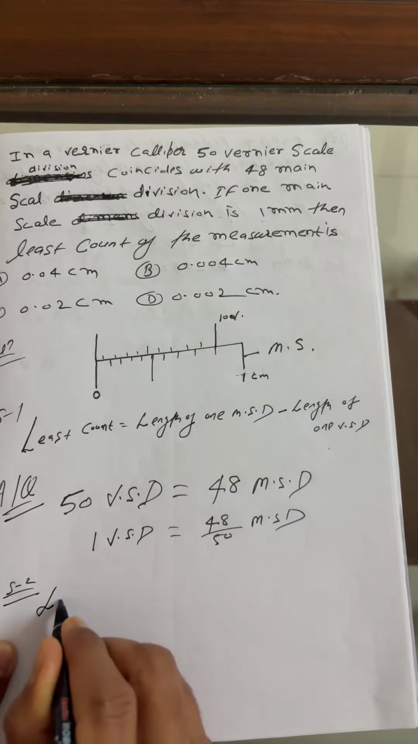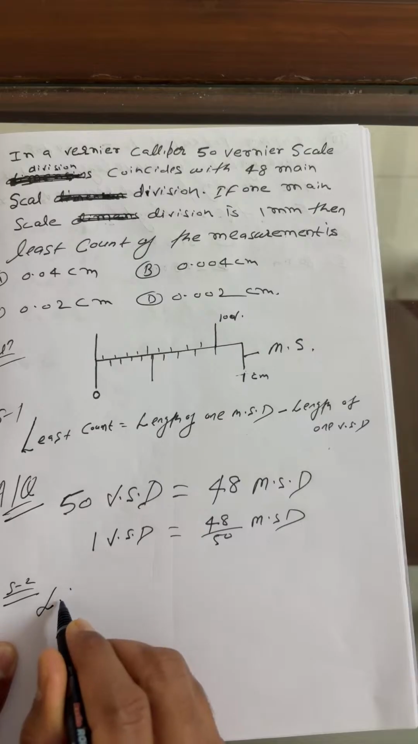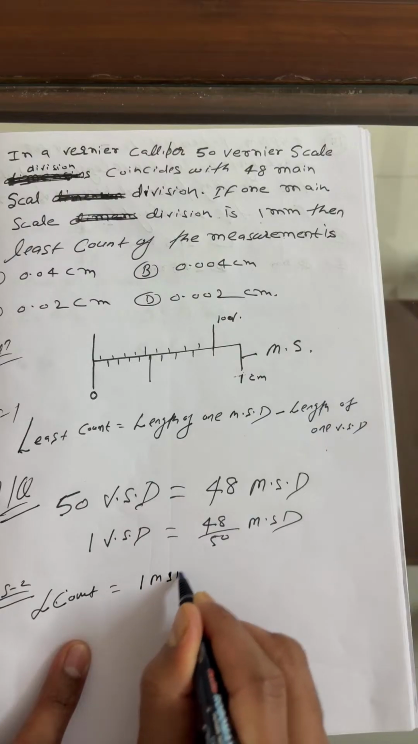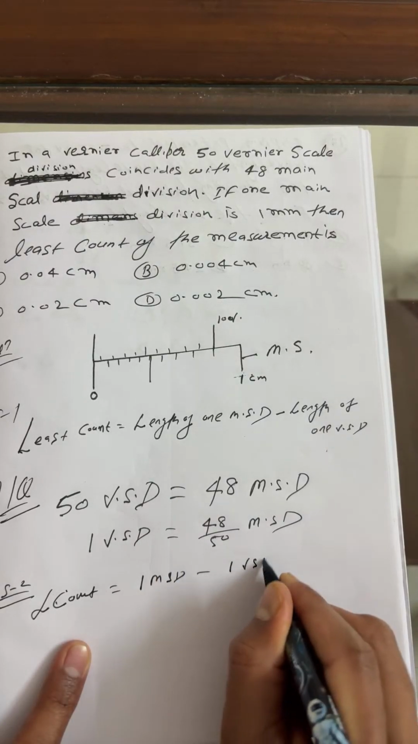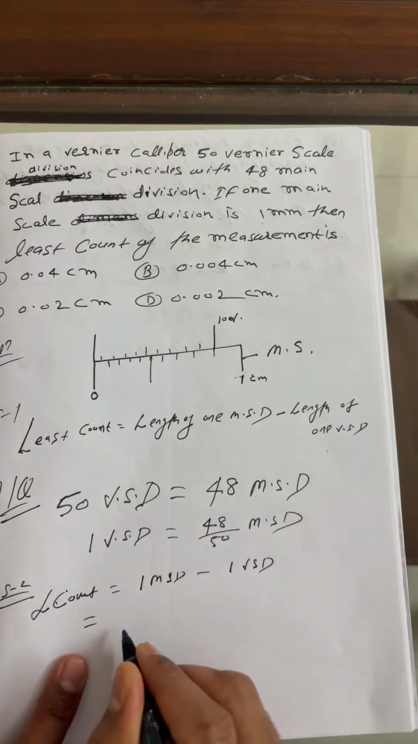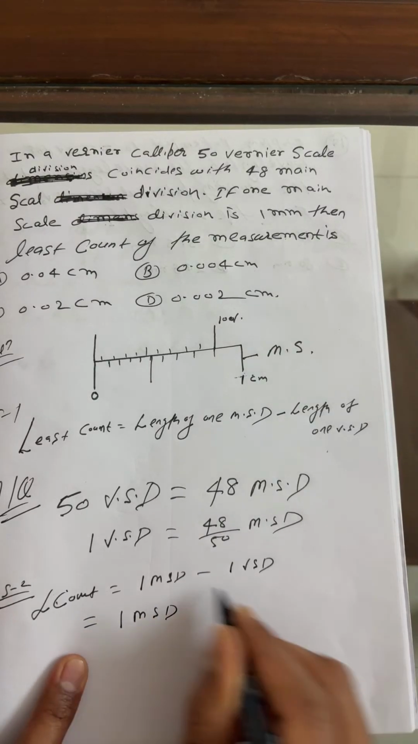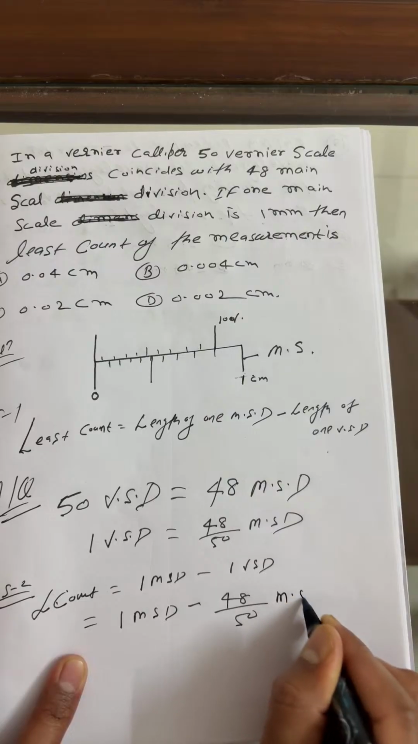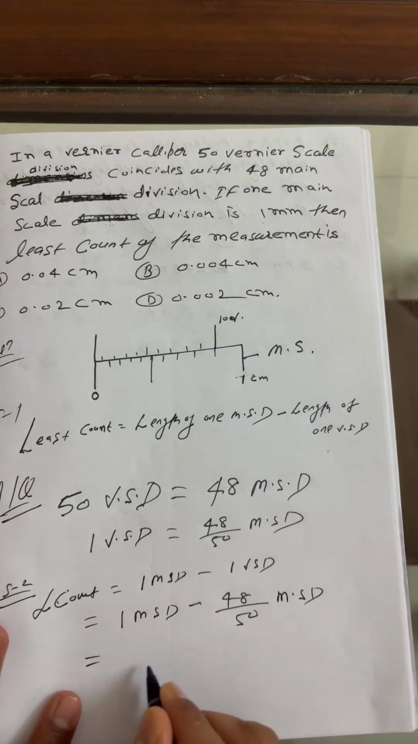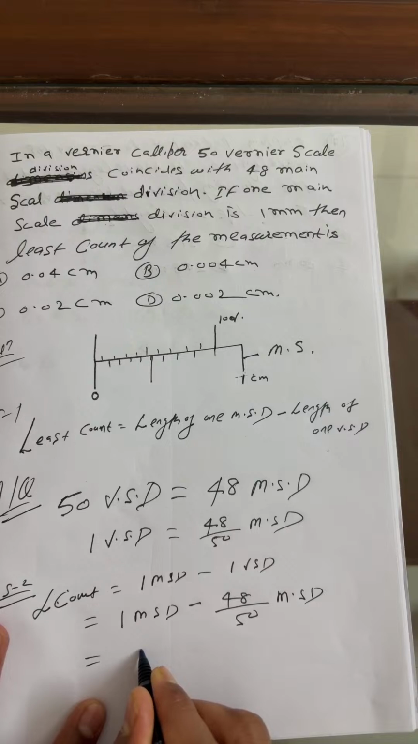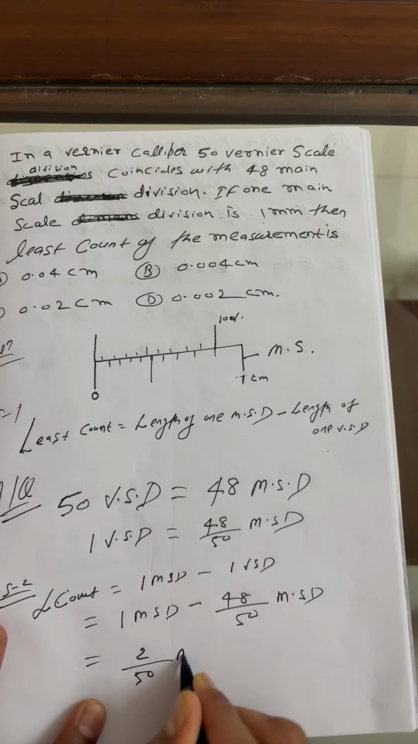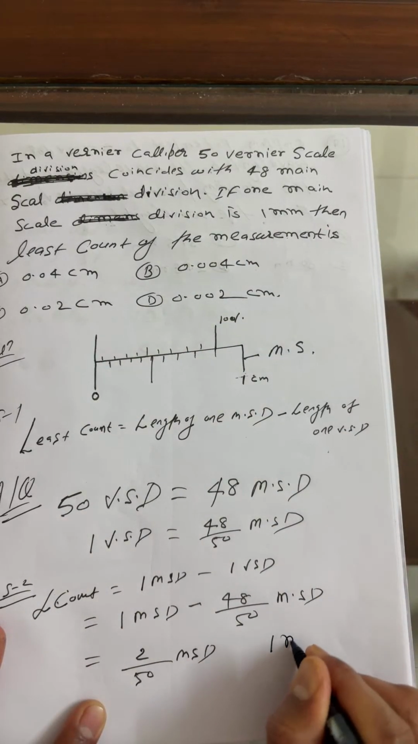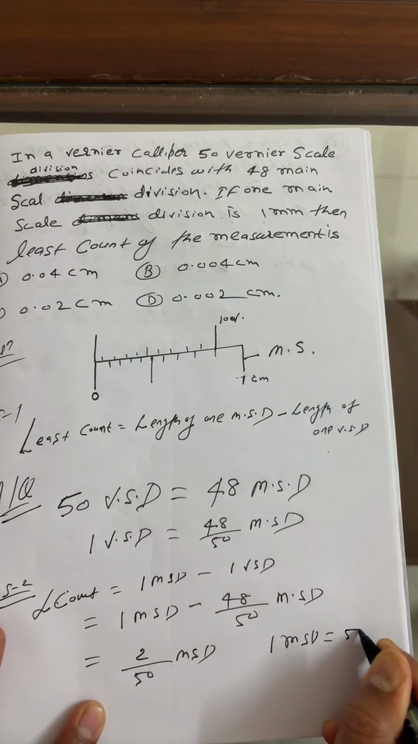Step two, beta, again I'm writing the formula here. Least count is 1 MSD minus 1 VSD, beta. So MSD, beta, you can just leave it. MSD only, VSD we found. How much, beta? 48 by 50 MSD. Just do simplification. You can say 50 minus 48, 2 by 50 MSD. No, student, 1 MSD is mentioned.